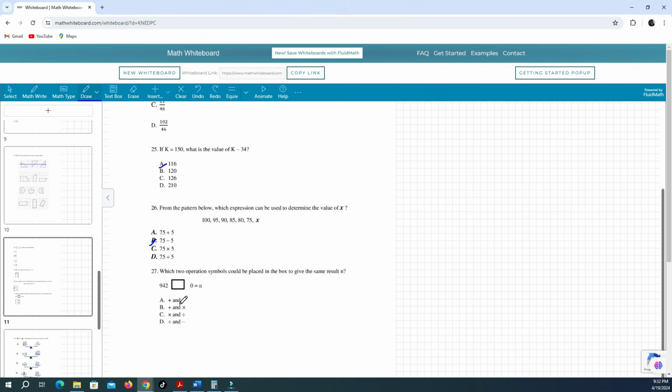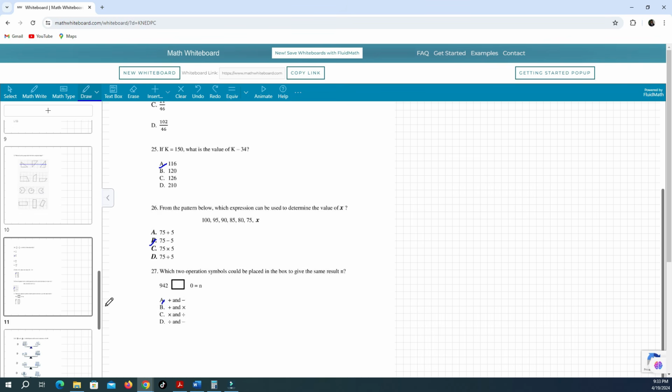So let's see, if you add 0 to 942, it will still be the same, right? And if you minus 0 from it, it's still 942. So this looks right. Let's look at B. 942 plus 0 is 942, but 942 times 0 is 0, so that wouldn't make sense. And it's the same thing here. Division, can't divide anything by 0, so it would be A.